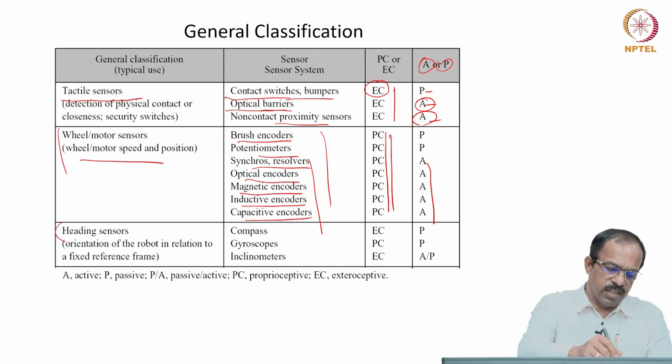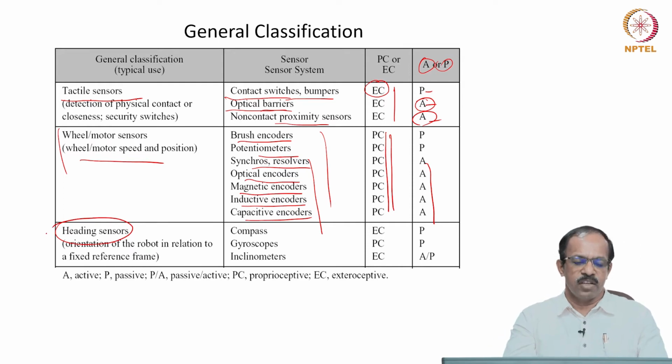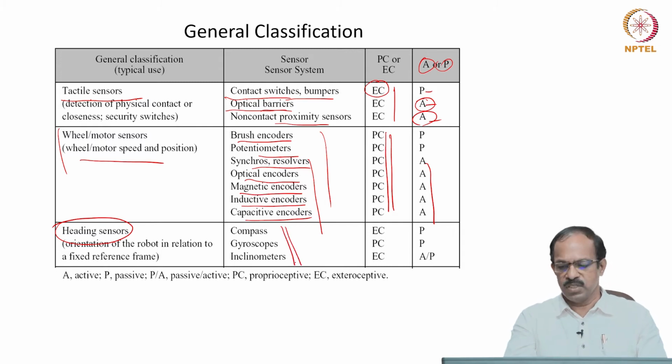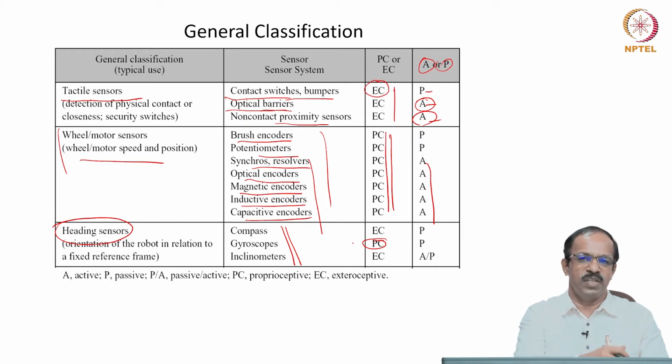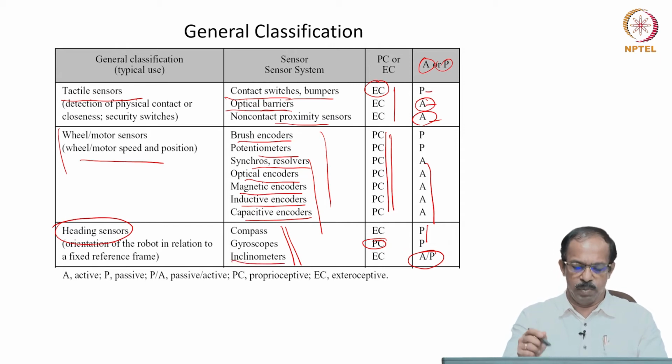Similarly, heading sensor. Heading is basically the orientation of the robot, how much it is oriented with respect to a coordinate frame. That is basically known as the heading. So, that can be obtained through a compass, gyroscope or inclinometer. A gyroscope is a PC, that is for the internal information, but a compass basically uses external magnetic field information and tells you what the magnetic field is, and based on that you decide what the heading of the robot is. So, these are passive, and this can be an active or a passive one. Inclinometers can be either active or passive depending on the principle used for designing the inclinometer.